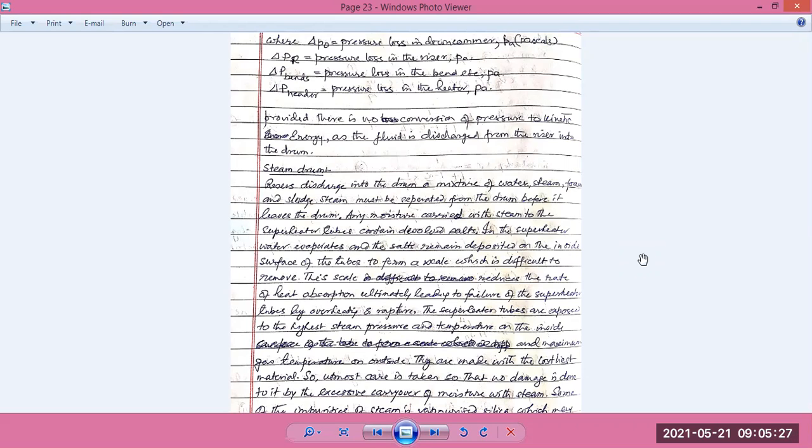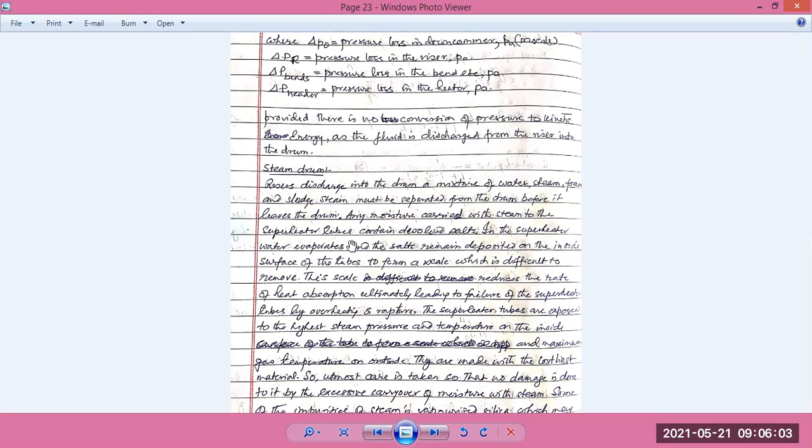Now, any moisture carried with the drum steam to the superheater tubes contains dissolved salts. Actually, the water used throughout this boiler system is not fully purified. It is normal river water, or sometimes pond water, mostly river water. Although the same water is recirculated again and again inside the system, there are moments when you have to draw fresh water from your source, like the river itself.